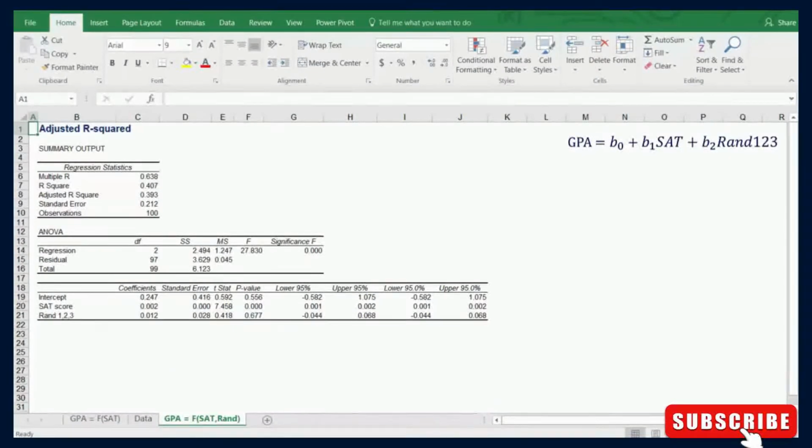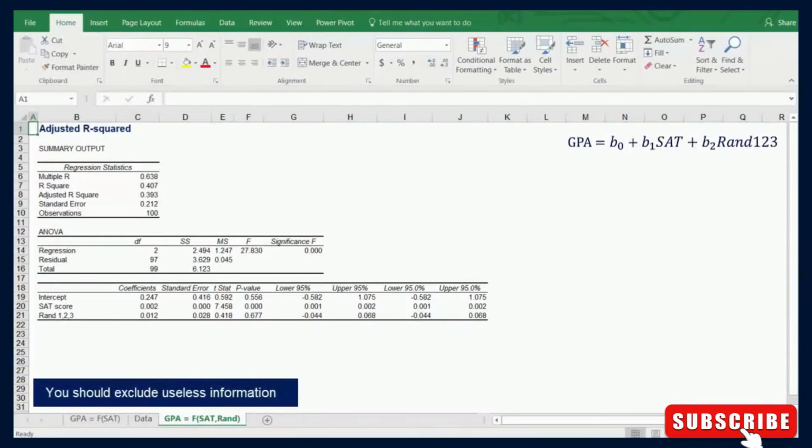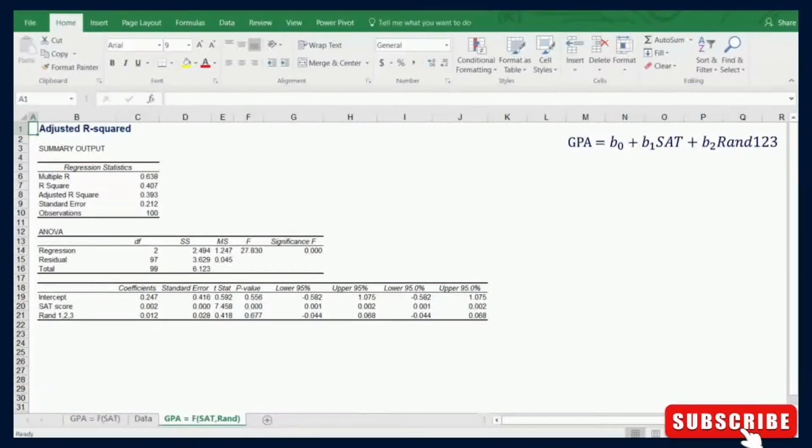The point is, you should cherry-pick your data to exclude useless information. However, one would assume that regression analysis is smarter than that, right? Adding an impractical variable should be pointed out by the model. Well, that's true. Look at the coefficients table. We have determined a coefficient for the random 1, 2, 3 variable, but its p-value is 0.677.